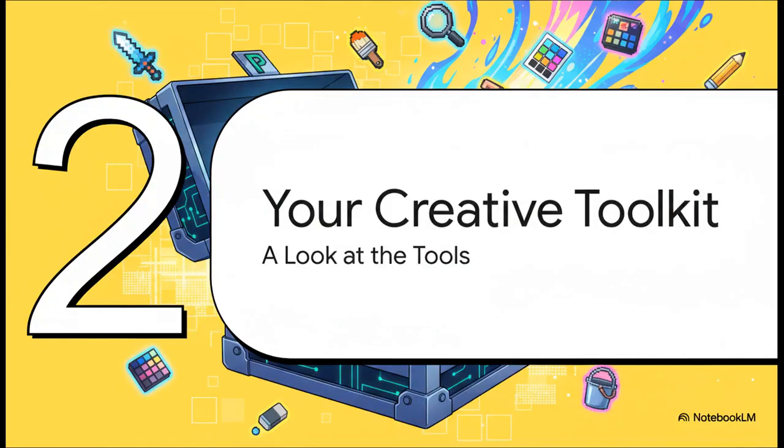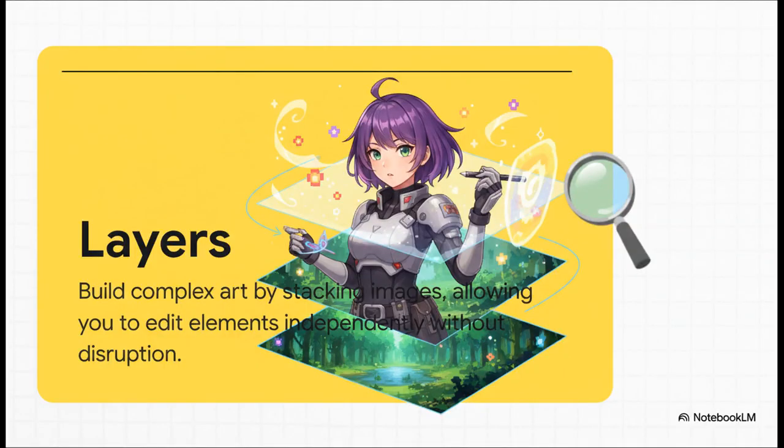Now, for the really fun part, the tools themselves. Let's crack open this digital toolbox and see what's inside that makes Pixel Studio so powerful. First up, we've got layers. This is an absolutely crucial feature for any kind of complex art. It means you can draw your main character on one layer, the background on another, and maybe some special effects on a third. It gives you this incredible freedom to tweak one part of your art without messing up everything else.